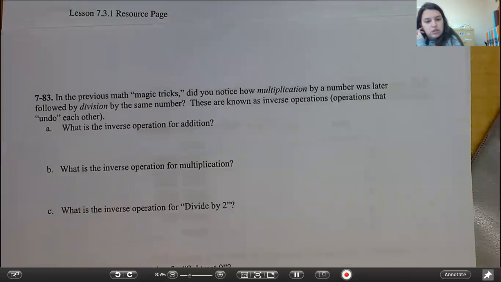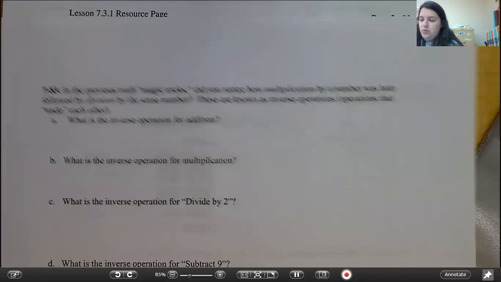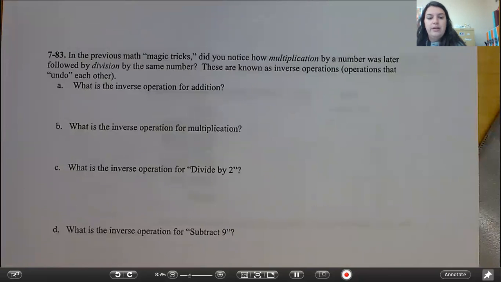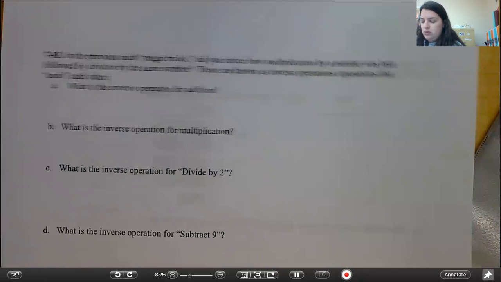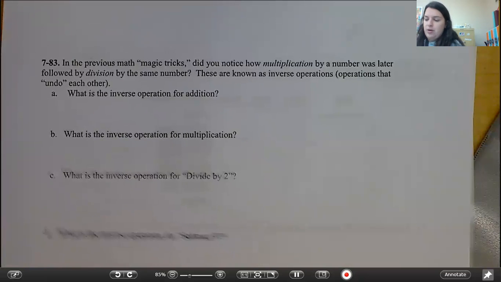Finally, one more question. 783 is a question that I want you to try on your own. Inverse operations. So we talk about inverse operations. Remember, inverse means opposite. So I want you to try 783 on your own, and that is going to be a question that we talk about in class.